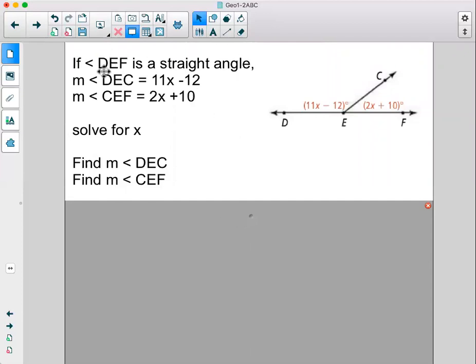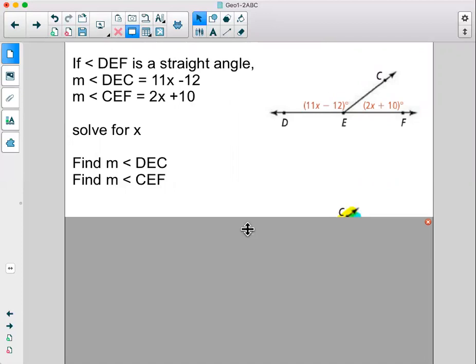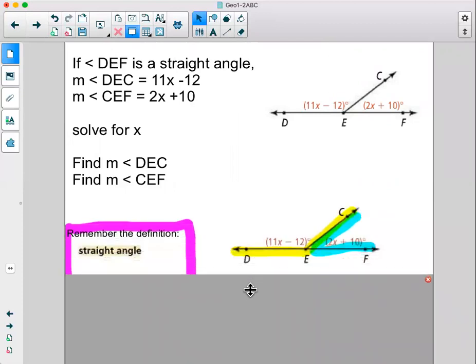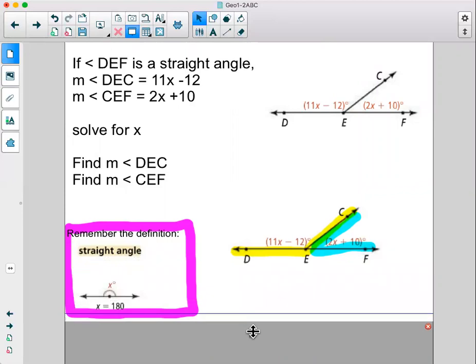The first thing you have to do is remember what a straight angle is. So the first thing we have to do is use the definition of a straight angle. We remember a straight angle is an angle whose measurement is 180.